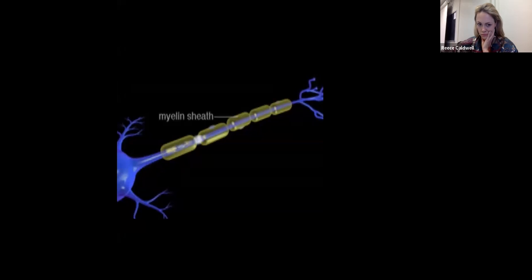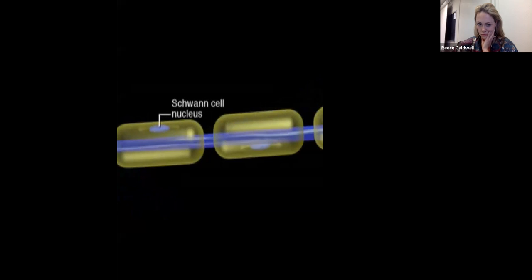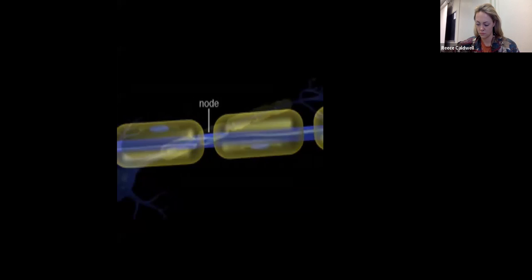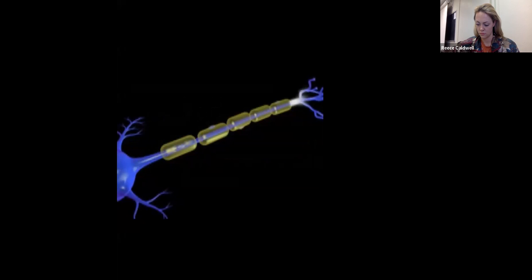In the peripheral nervous system, these myelin sheaths are formed by Schwann cells. The myelin acts as an electrical insulator, allowing ions to move across the cell membrane only at the gaps or nodes between adjacent Schwann cells. Therefore, action potentials rapidly travel from node to node.